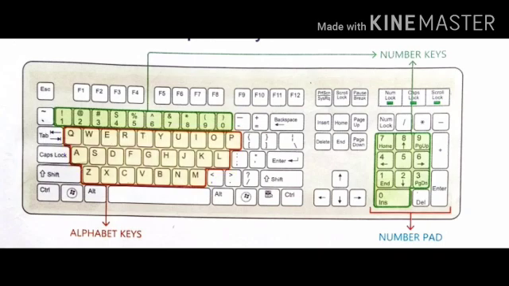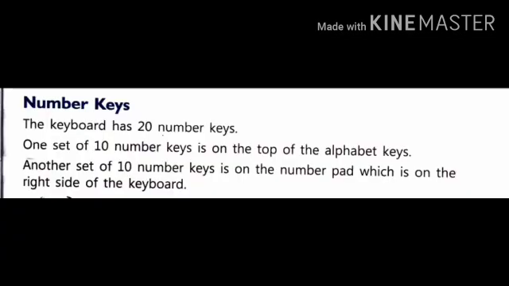Due to its first row of alphabets, that is Q, W, E, R, T, and Y, it is called QWERTY keyboard or keypad. Now, number keys. The keyboard has 20 number keys. One set of 10 number keys is on the top of the alphabet keys. Another set of 10 number keys is on the number pad, which is on the right side of the keyboard.